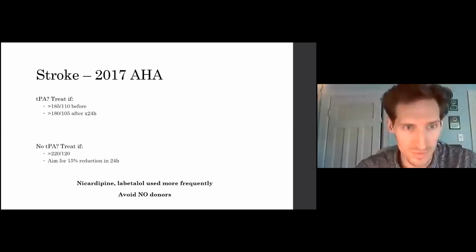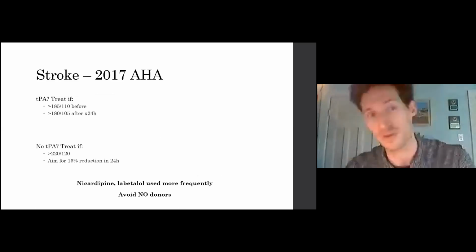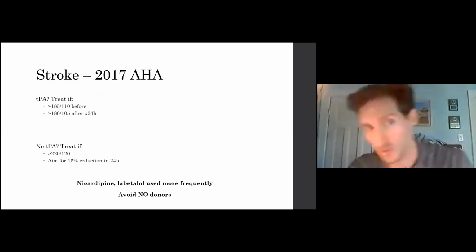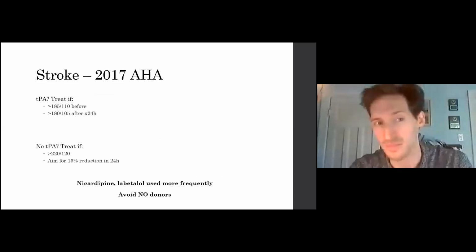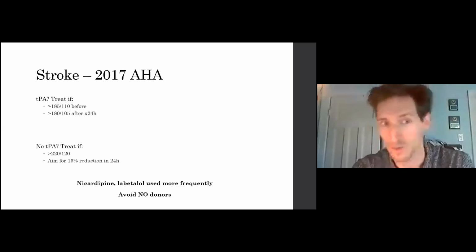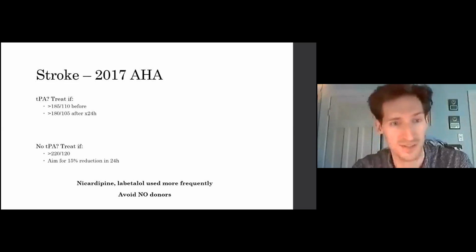In the 2017 guidelines, again, and then there's the recent ICAS-3 reanalysis, which maybe will get us away from using TPA. But if you are going to use TPA in stroke patients, your targets before you use the drug are that you have to treat if they're over 185 over 110, and then maintain them 5 below that for the next 24 hours. If you don't use TPA, then just make sure that they're not above 220 over 120, and you aim for a 15% reduction. Again, nicardipine, labetalol used more frequently, and avoiding nitric oxide donors in those situations.